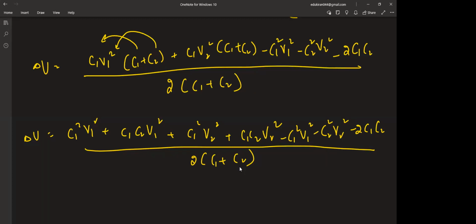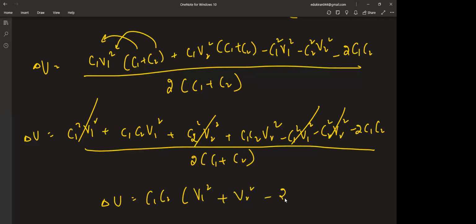Okay, so what all things are getting cancelled? C1 square V1 square, yes, this is getting cancelled. C2 square V2 square, here C2 was there, right? They will also get cancelled. Anything else? So the change in energy, delta U, this will be C1 C2 V1 square. This is left. And what is left? Minus 2. Let's take C1 C2 common. It's coming everywhere. So this becomes V1 square, this becomes V2 square, this becomes minus 2.